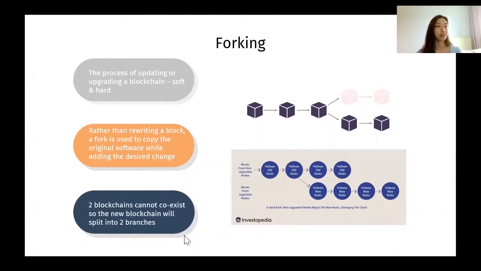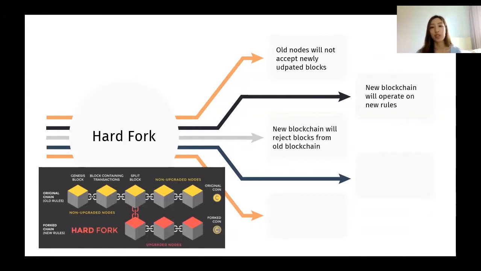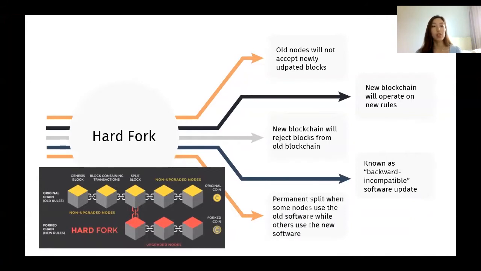Firstly, with the hard fork, the rules of the blockchain protocol are updated or changed so that the old blockchain and the resulting blockchain are incompatible. This means that the old nodes will not accept the newly updated blocks, and the new blockchain will operate on new rules that continually reject blocks from the old blockchain. This is often referred to as a backward incompatible software update. If one group of nodes continues to use the old software, while the other nodes use the new software, this is where a permanent split can occur.